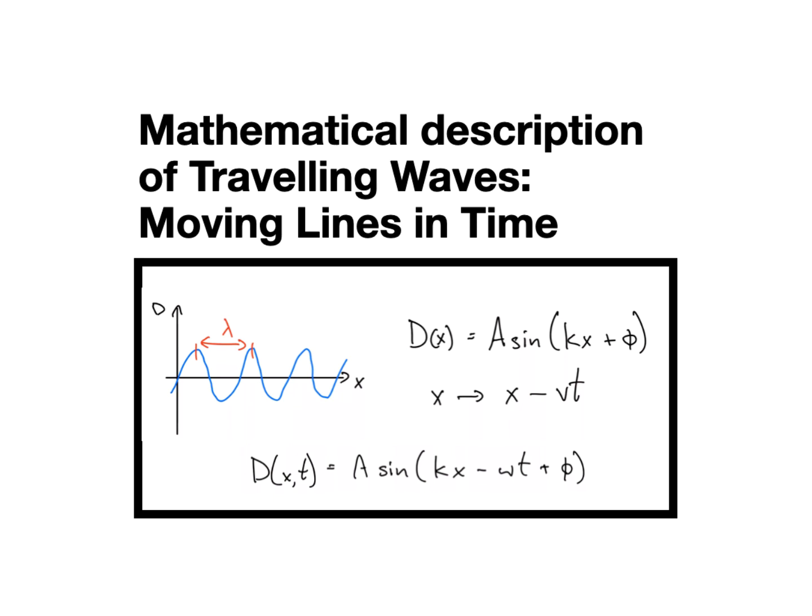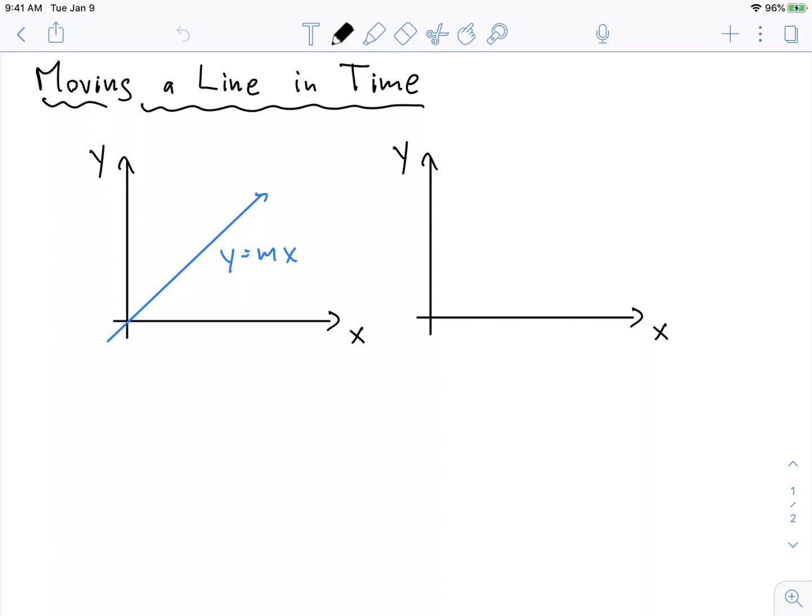So the thing I want to start with is just a regular function. So I'm going to call it moving a line in time. And I just want to see what happens when I try to make this line move in time, or how do I make this line move in time?